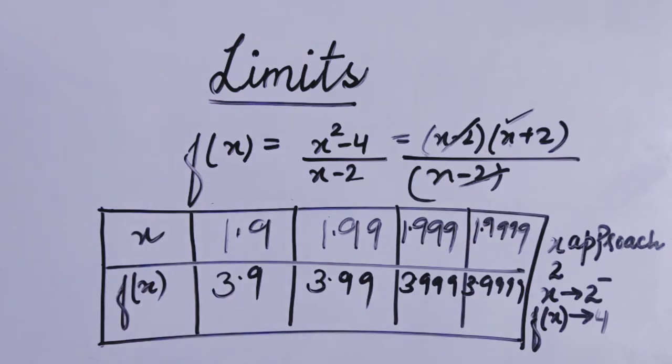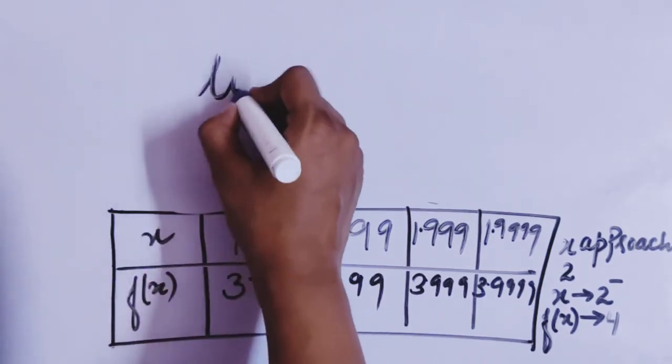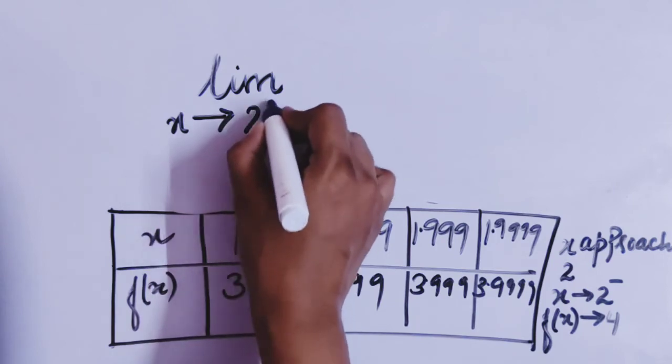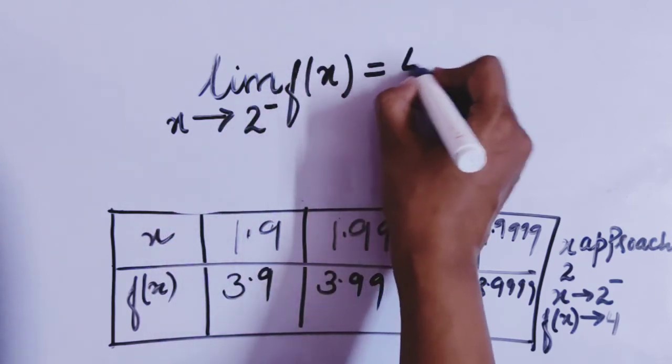I hope till this it will be clear to you people. Now see students, how we can write it symbolically. How will we write it? We'll write it in this manner: limit x tends to 2 negative, f(x) is equal to 4.